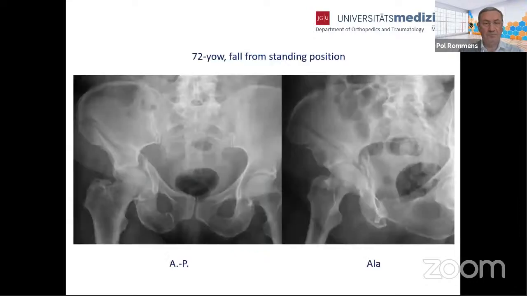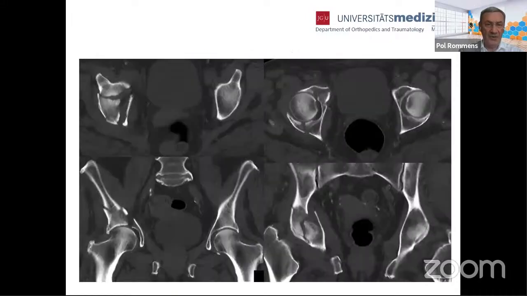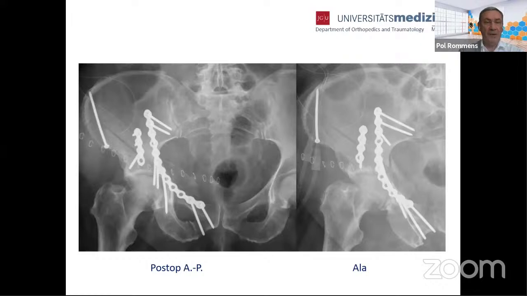in combination with ORIF. You see a 72-year-old woman with a fall from a standing position. You recognize in AP and in ala view this anterior column and posterior hemitransverse fracture with a medial displacement of the quadrilateral surface. Here you can recognize that the bone density is relatively well preserved in this patient. So there are no negative predictive factors. You see no comminution, no marginal impaction, and no femoral head damage. So we go for a primary open reduction and internal fixation. And this surgery is meant as a definitive treatment, not as a preparatory treatment for a total hip arthroplasty.